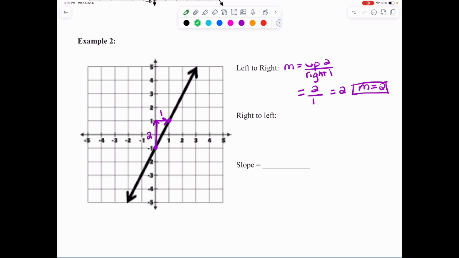Let's read it from right to left instead. So we're going to start at 1, 1. I'd have to go down 2 and to the left 1. So M equals down 2, left 1. So down 2 would be negative 2. Left 1 would be negative 1. What is a negative divided by a negative, though? It's a positive. So negative 2 divided by negative 1 is 2. And yet again, my slope is 2. Did we get the same thing whether we went left to right or right to left? Yes, we did. So M equals 2.